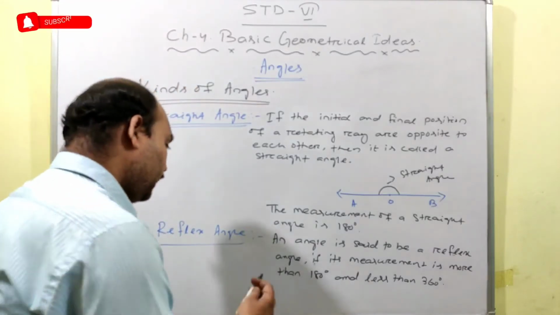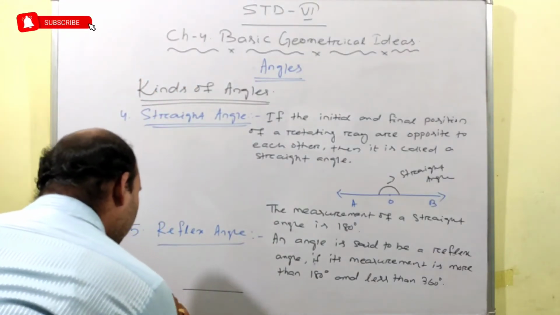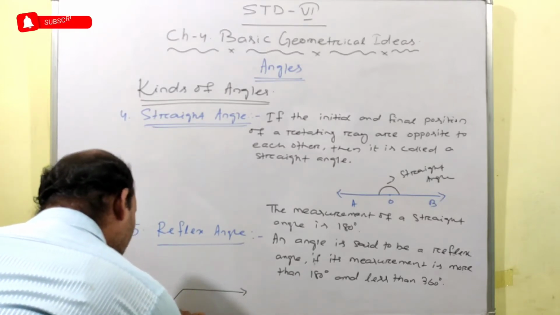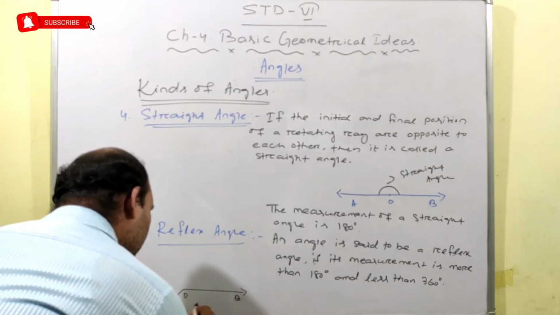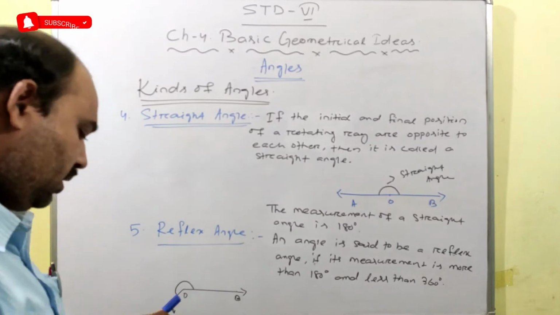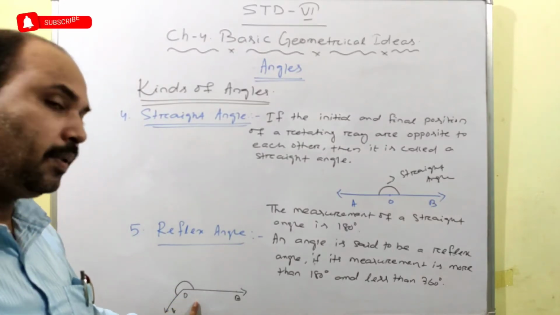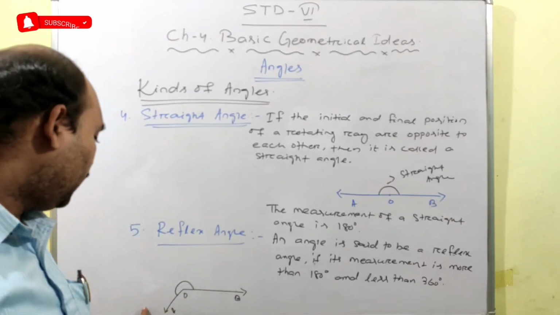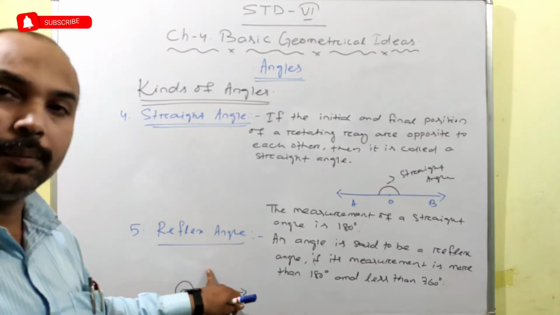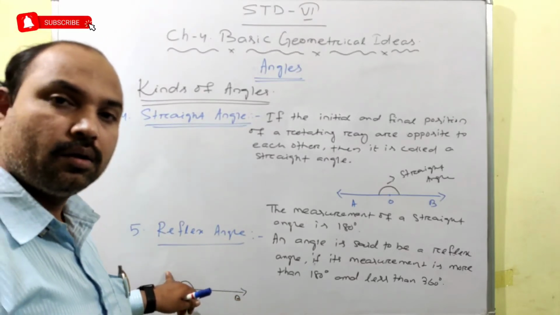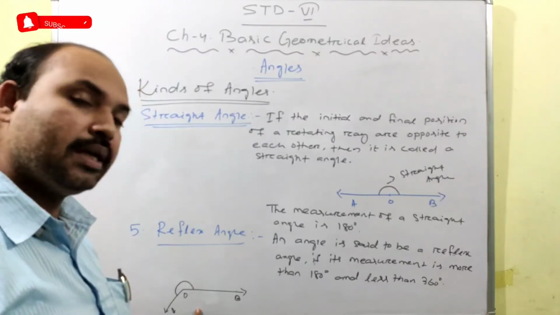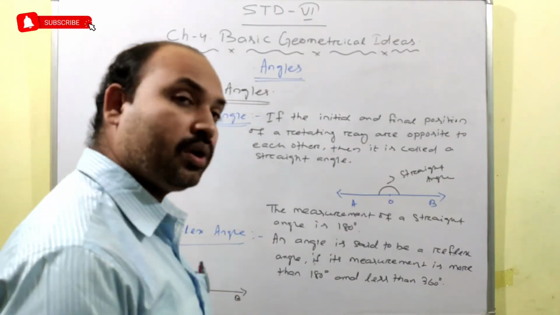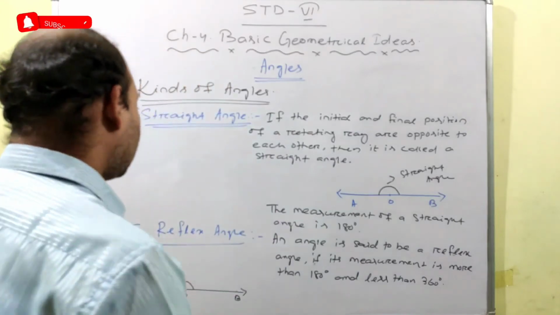Okay. Here I am drawing a rough figure of a reflex angle. It is A, it is O, it is B. And this angle is our reflex angle. This part is the acute angle and its opposite is the reflex angle. AOB, this part is a reflex angle, which is more than 180 degrees and less than 360 degrees. Okay, it is the reflex angle. The last one is your complete angle. Number 6, we will discuss the complete angle.